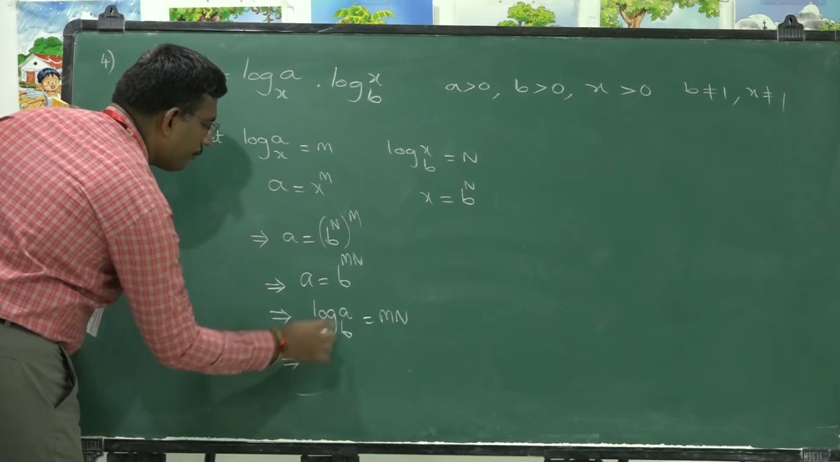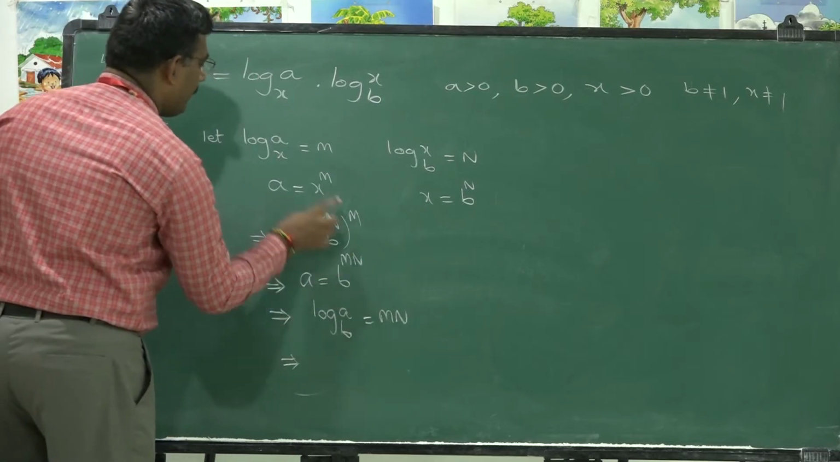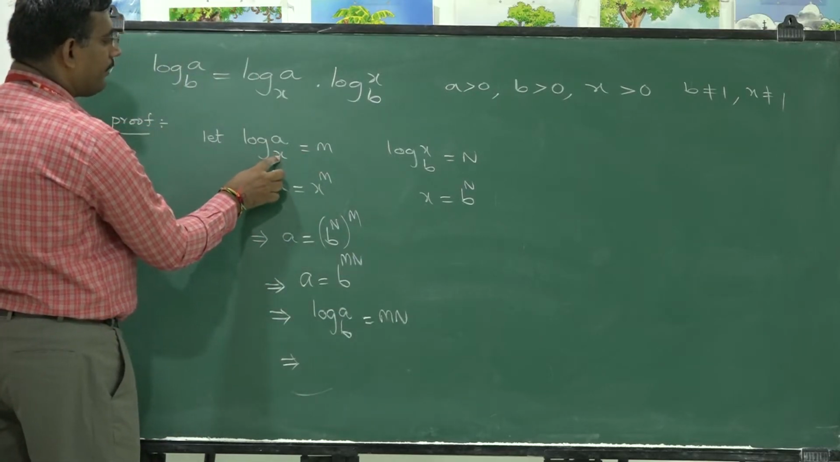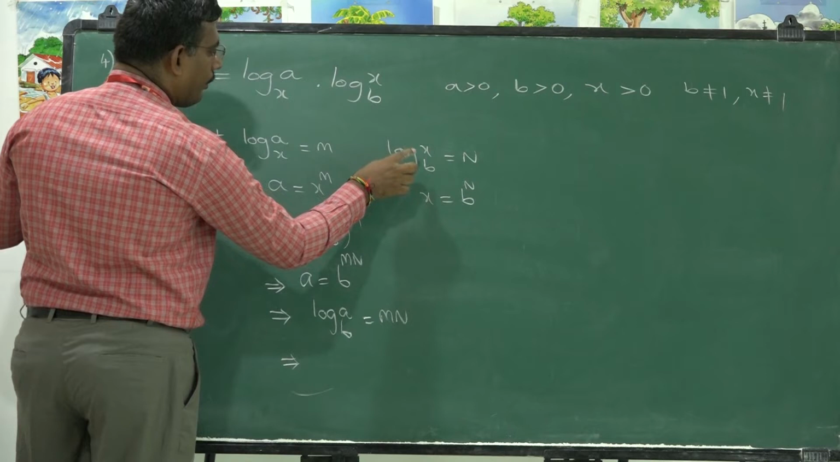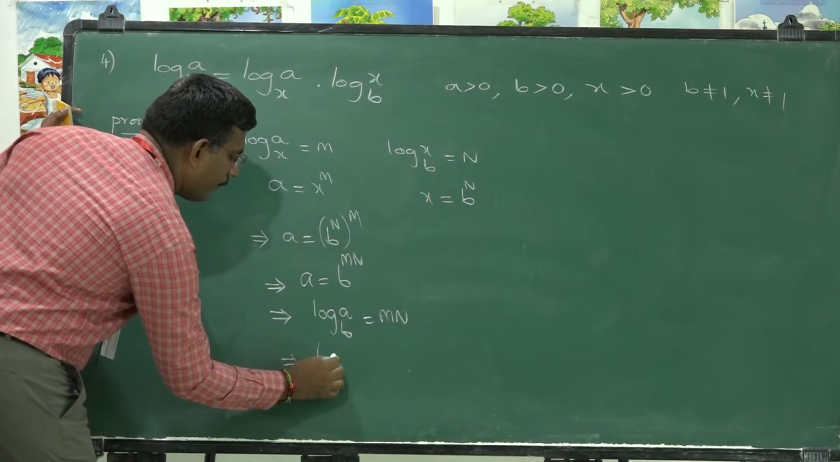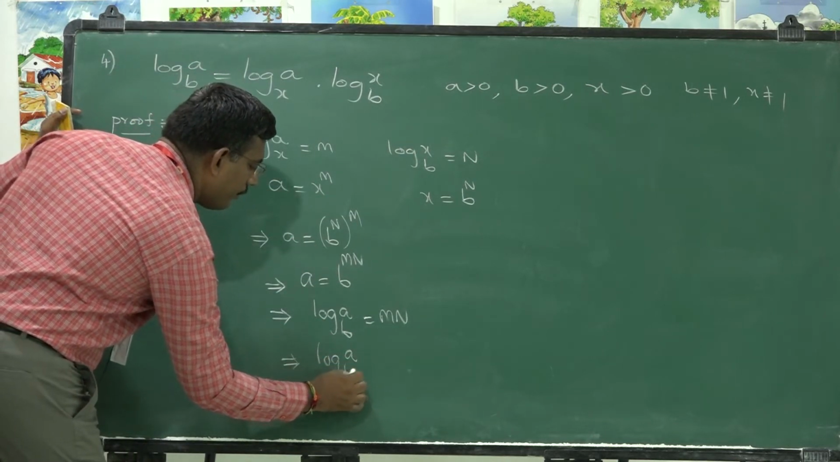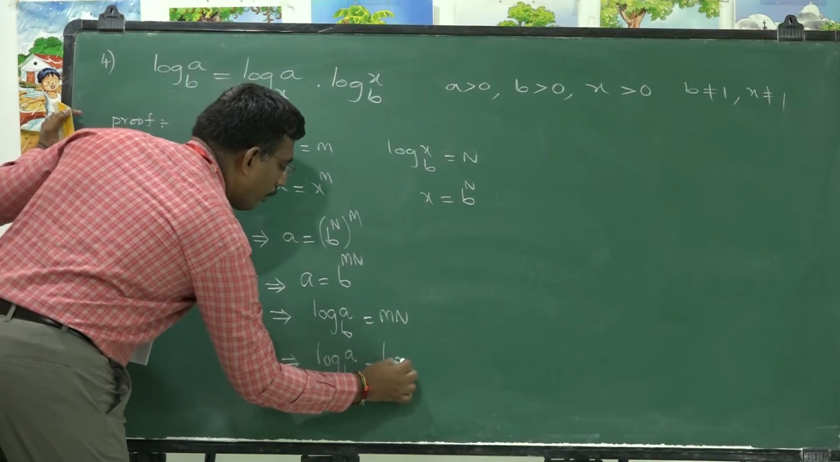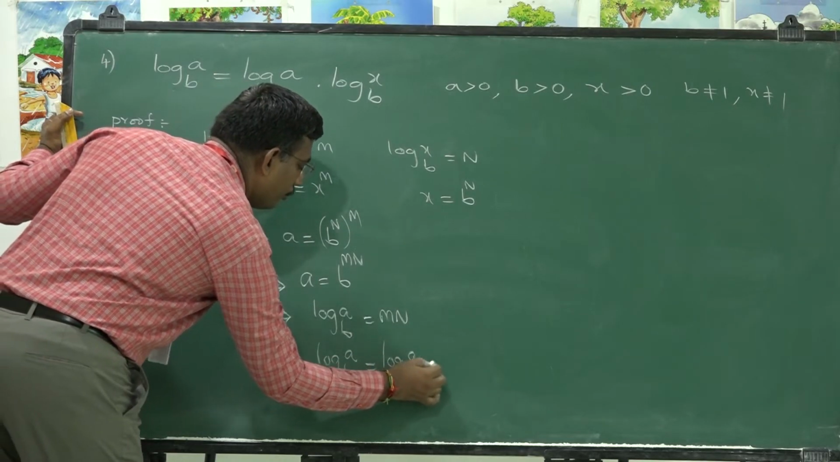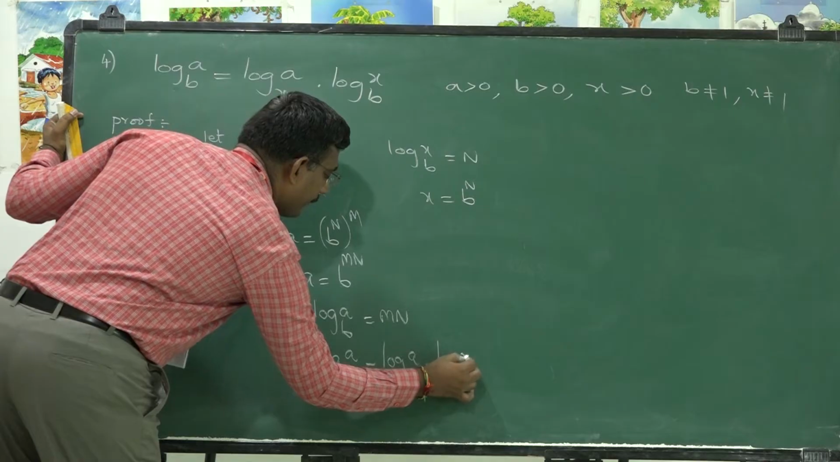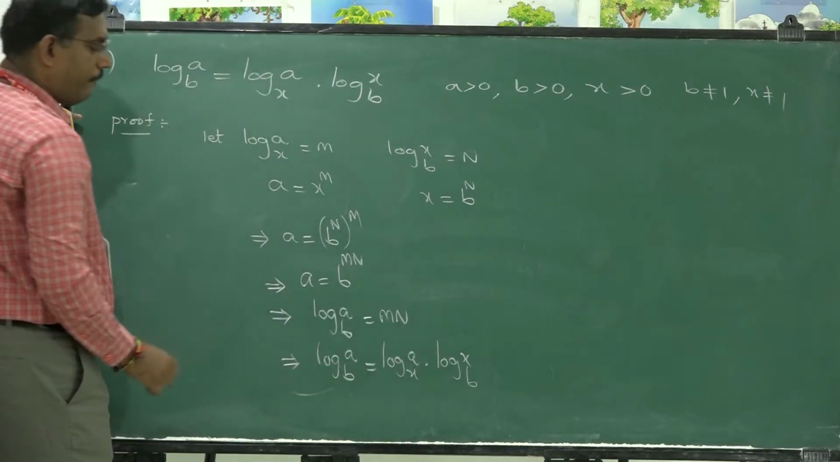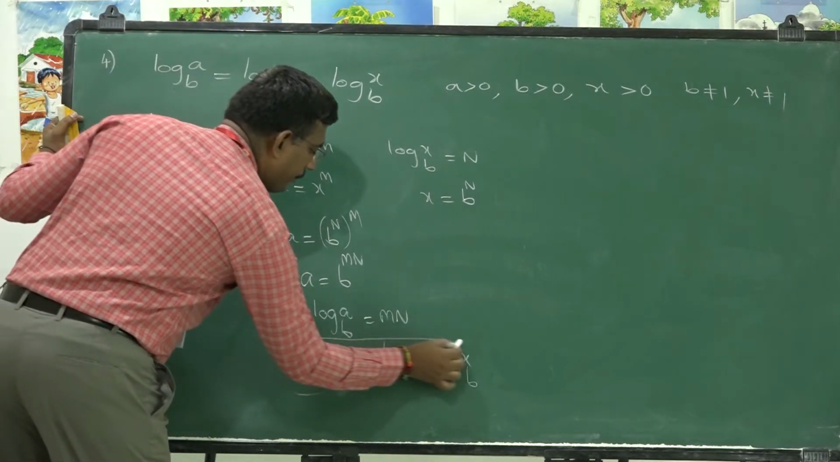Now we substitute m and n values here. What is the value of m? Log a base x equal to m. n is equal to log x base b. So therefore log a base b is equal to log a base x into log x base b. This is a very important property.